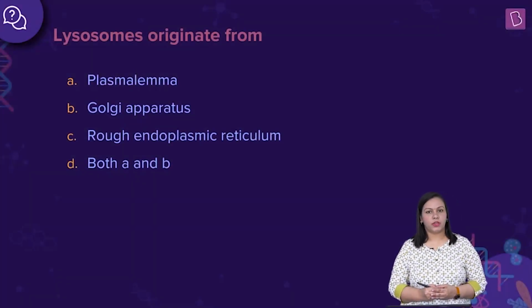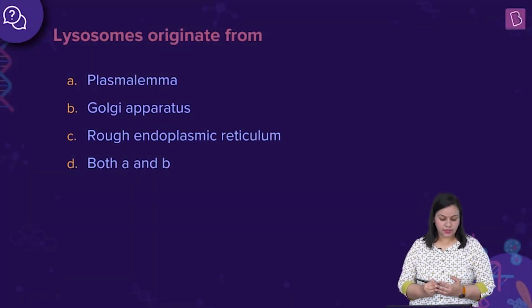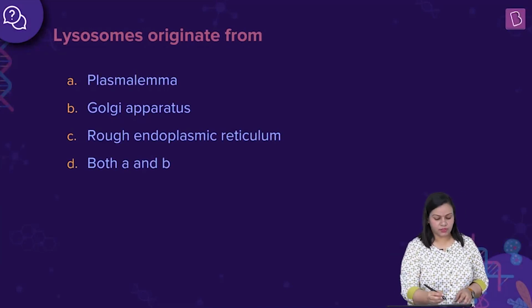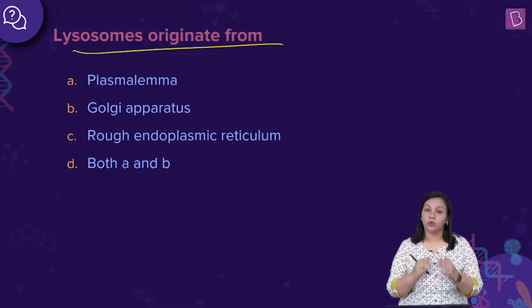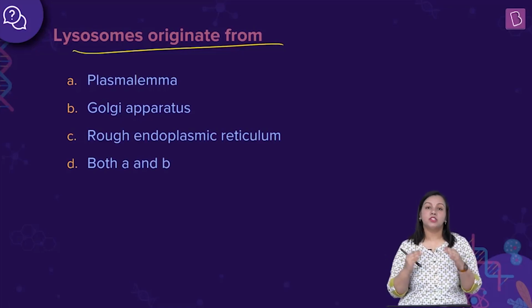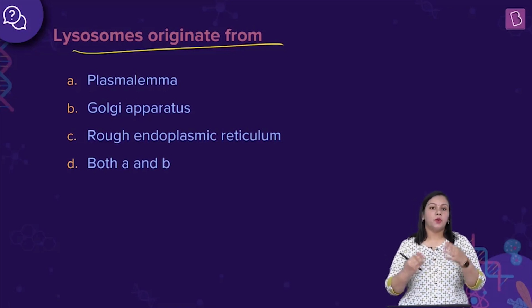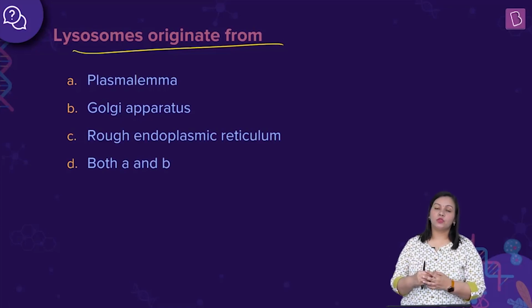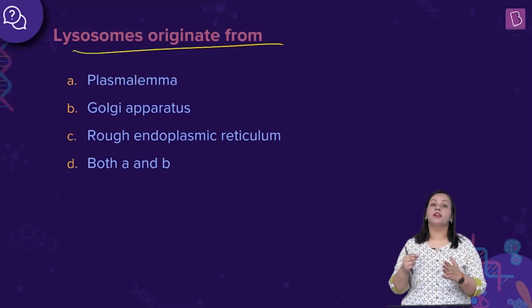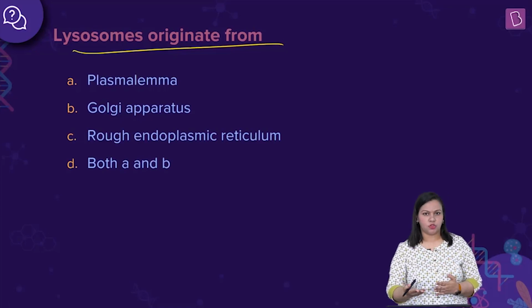Let us have a look at this question. So this question reads, lysosome originates from, right? This is a pretty straightforward question where you know that lysosomes are the suicide bags of the cell which have acid hydrolases or digestive enzymes within them. These lysosomes arise from the Golgi complex or Golgi apparatus, you may call it so.